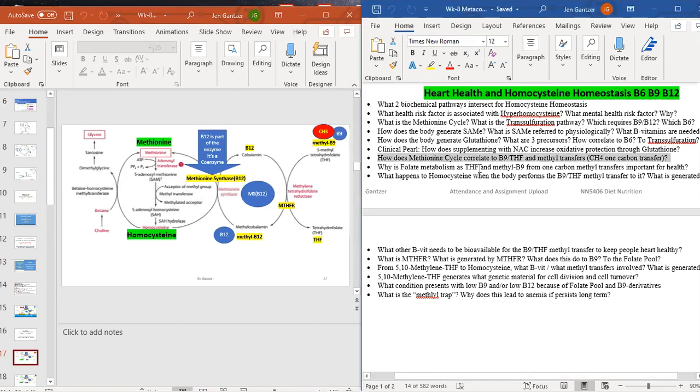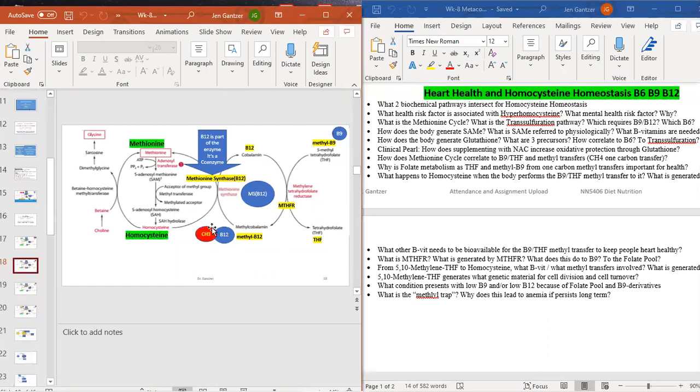CH3, methyl group. So we are here. How does the methionine cycle participate in methyl transfers and one carbon transfers? So methyl B9 is the active B9 that starts it. So methyl, meaning the methyl group, CH3, is on B9. So here's what happens. B9 hands off the methyl group, has a methyl transfer, and it gives it to B12. So methyl B9 transfers the methyl group, and it forms methyl B12.